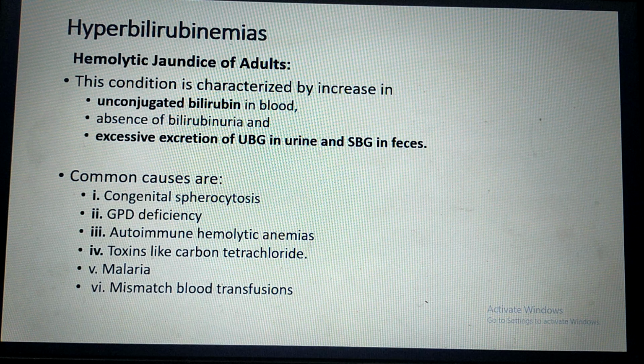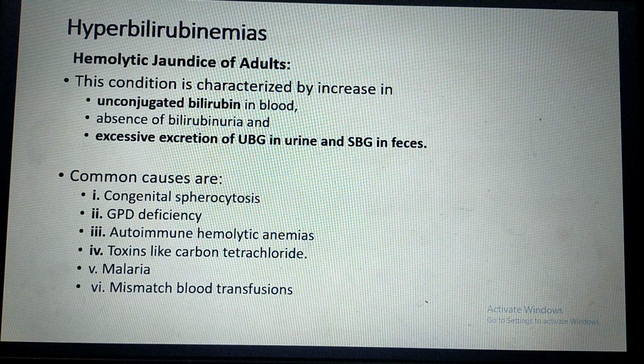Now come to the hemolytic jaundice of adult. The condition is characterized by an increase in unconjugated bilirubin in the blood. Again, hemolysis occurs. Hemolysis means increased rate of breakdown of RBCs, increased formation of heme, increased formation of bilirubin. Bilirubin is unconjugated, so unconjugated bilirubin level increases. There is absence of bilirubinuria. That means the presence of bilirubin in urine is absent, or bilirubin is absent in urine, in short.